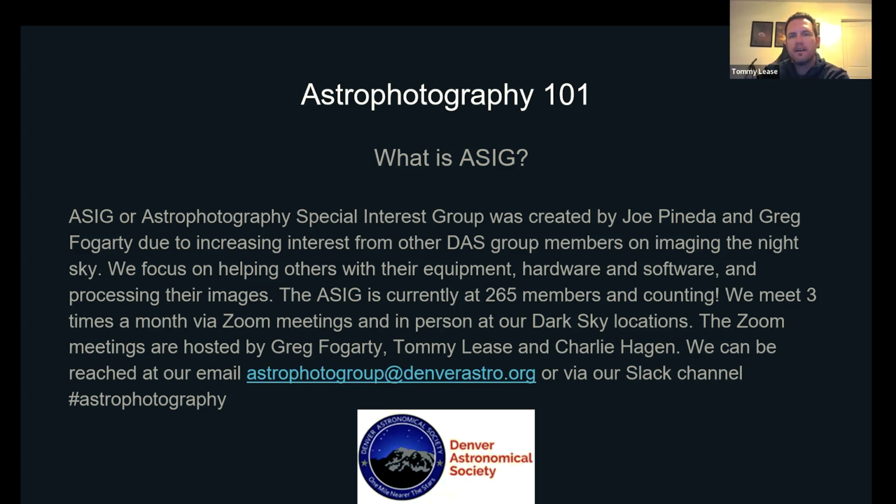So the ASIG, we're currently at, I believe, 265 members and counting. As of right now, we meet 3 times a month via Zoom, and also do some dark sky meetings, both at the Klein Dodge dark sky site and the, what is it called? Sorry, down there in Larkspur. But yeah, we meet in both places.